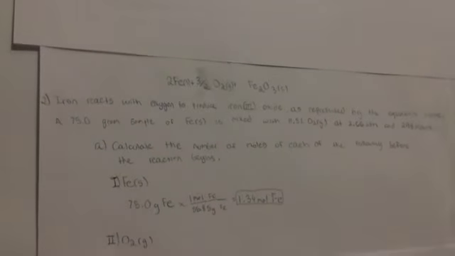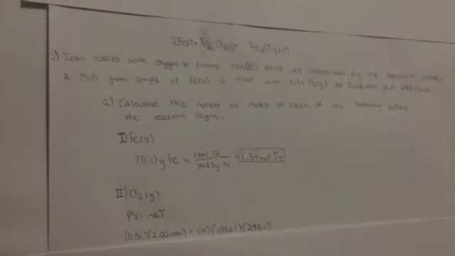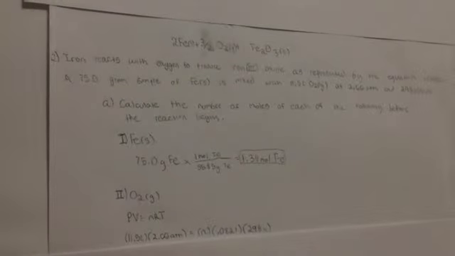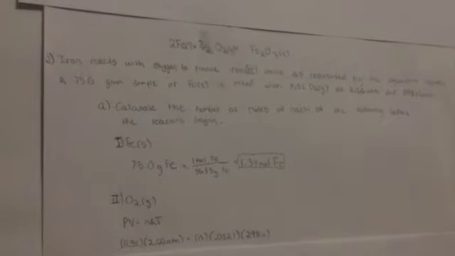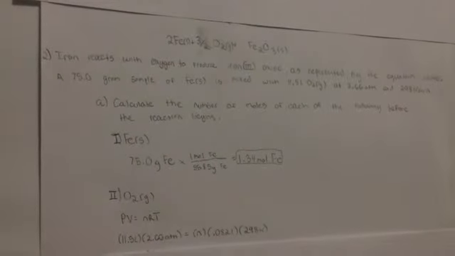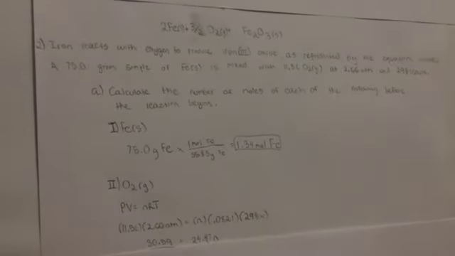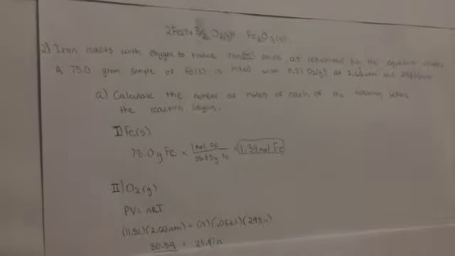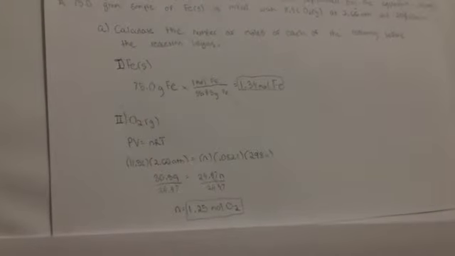Then for oxygen, we have to use PV equals nRT, which is the ideal gas law, and we plug in 11.5, which is its volume, 2.66 atm, which is its pressure, and that's equal to n, the amount of moles, times 0.0821, which is R, the constant, times 298 Kelvin. So we get 30.59 is equal to 24.47 n, and we divide 30.59 by 24.47, so n is equal to 1.25 moles. So oxygen is equal to 1.25 moles.